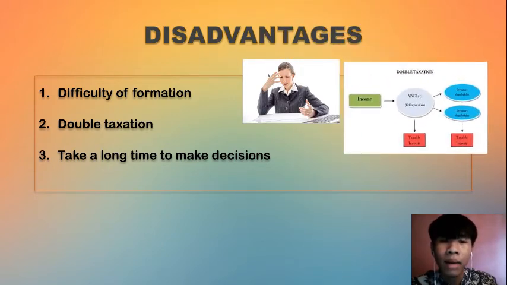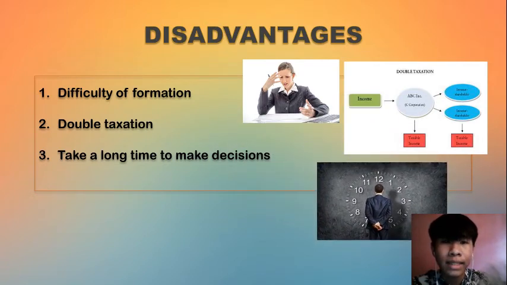Second, we have double taxation. The company will have to pay taxes on 2 different levels. Firstly, its income at corporate level, and when it passes to the shareholders, they need to pay another tax on the dividends received. And the last one is take a long time to make decision.